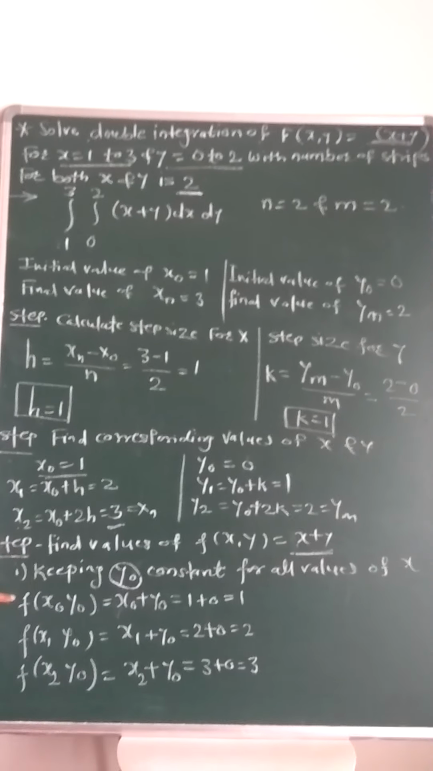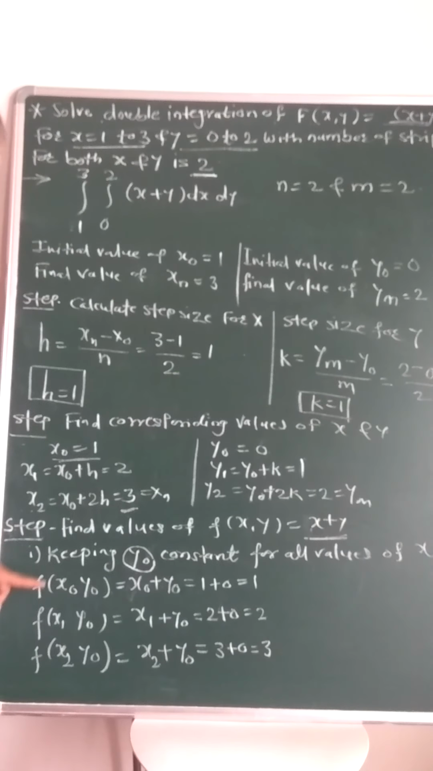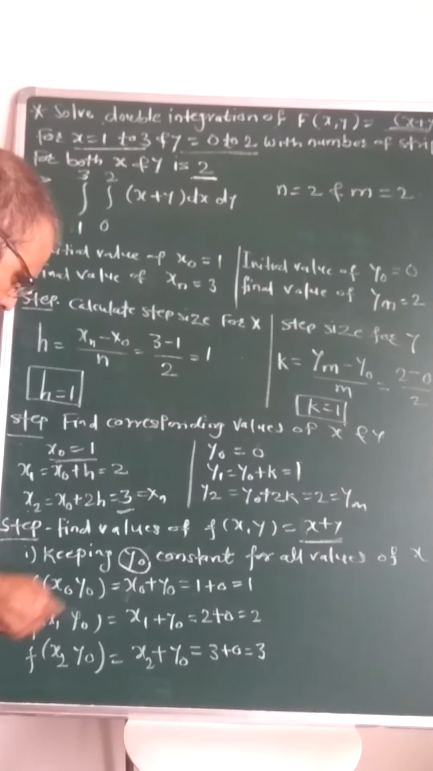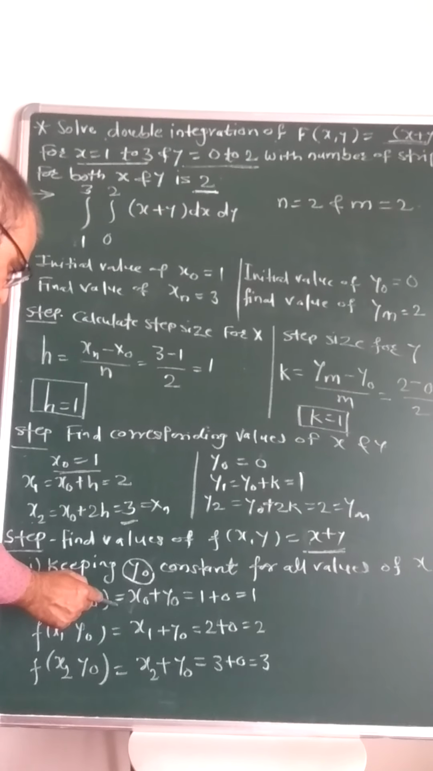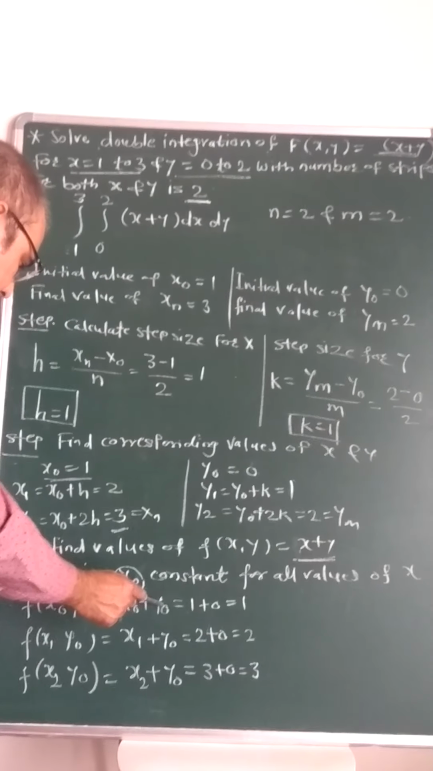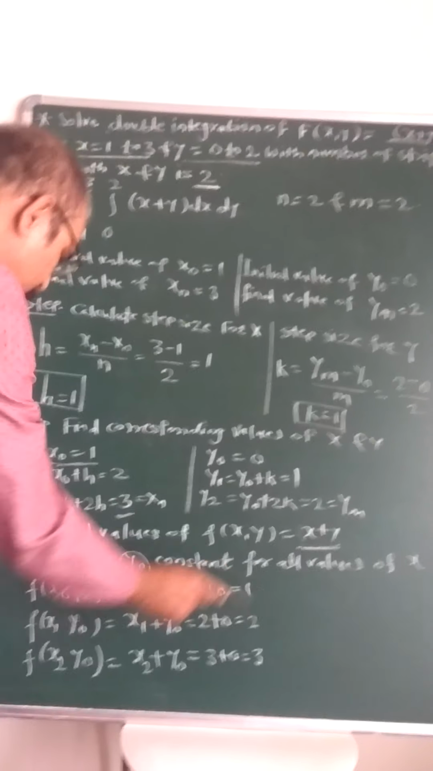Therefore, the values of x are x0, x1, x2. So f of x0 keeping y0 constant, f of x1 keeping y0 constant, f of x2 keeping y0 constant, which is equal to the function x0 plus y0. The function is x plus y. Therefore, x0 plus y0, that is 1 plus 0, is equal to 1.